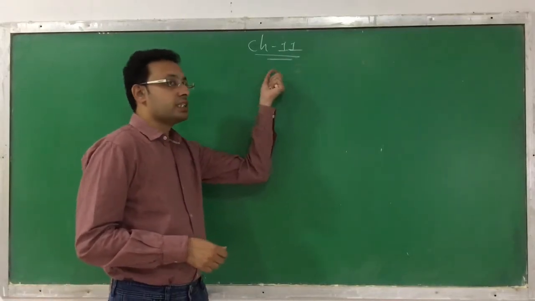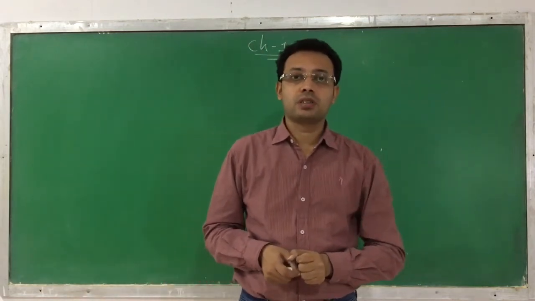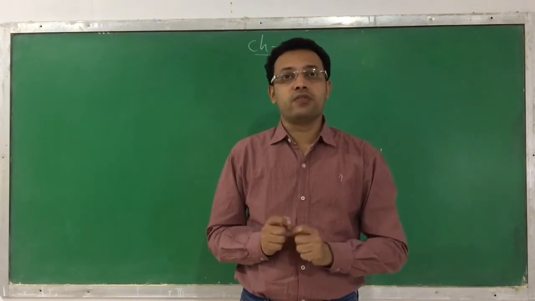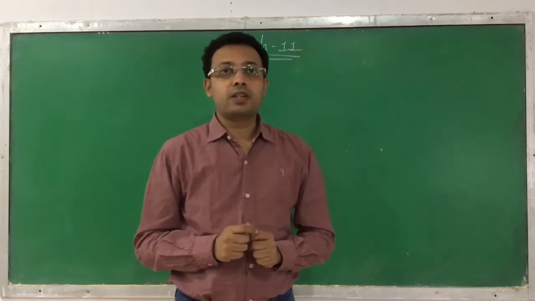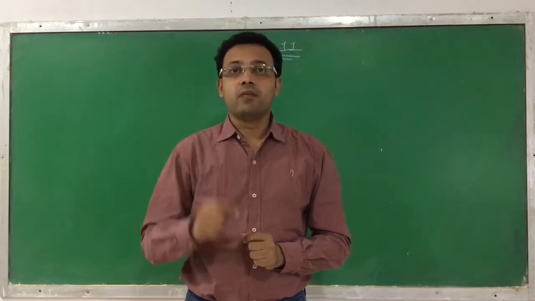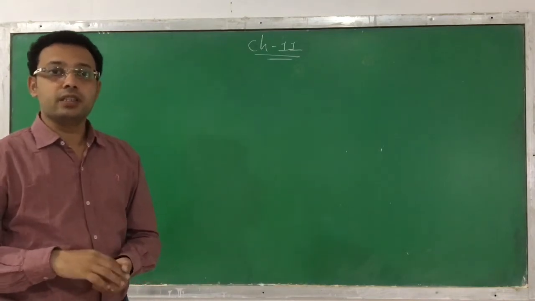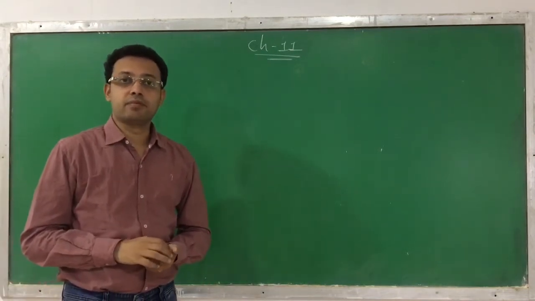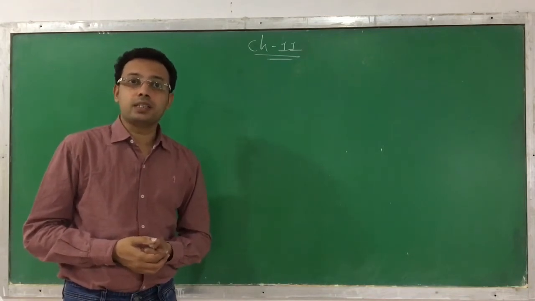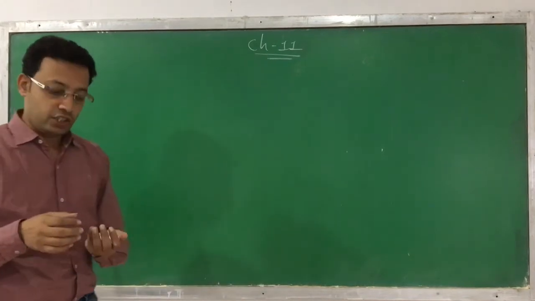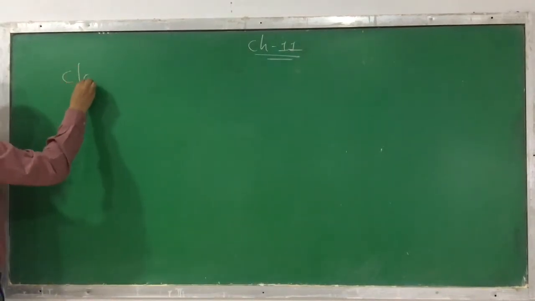We were discussing chapter number 4, Biotechnology, Principles and the Processes. In this, till now we have finished the definition of biotechnology, principles of biotechnology, and one of the tools required in biotechnology or genetic engineering, that is restriction enzyme. Today we are going to start with another tool that is required in biotechnology or genetic engineering. The name of the tool is called the cloning vector.